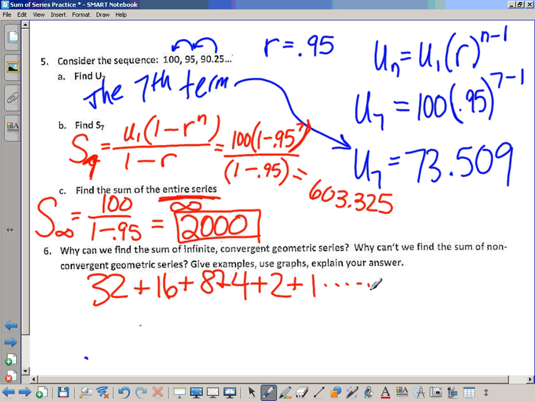Why can't we find the sum of a non-convergent? Well, that would mean that r is a number outside of that range from 1 to -1. If you're adding this in reverse, 1 plus 2 plus 4 plus 8 plus 16 plus and so on, that number is just going to get so huge that when you add it, you're basically adding infinity on top of infinity, which really has no logical sum.